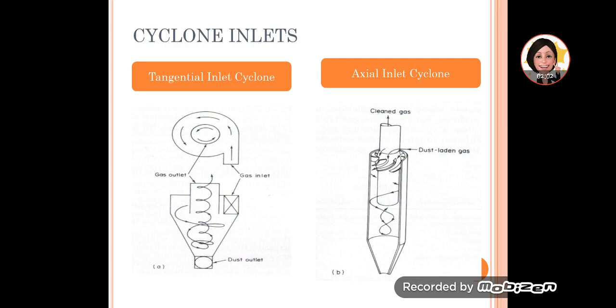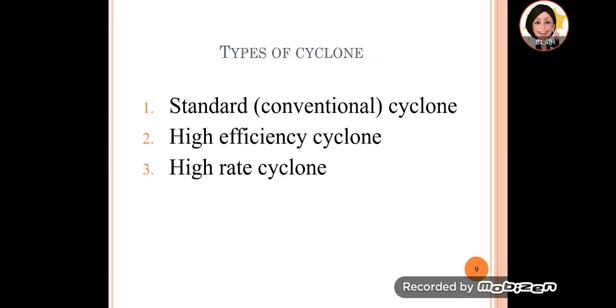Okay, so this is a clearer picture of the cyclone inlets. If this is the inlet, it goes in tangentially, it goes this way. And for axial, it all goes in, like this is like a fan, like our exhaust fan. So it attracts the dust laden gas here, and then it again spirals down and lets the particles settle down, and the clean gas is let out to the top.